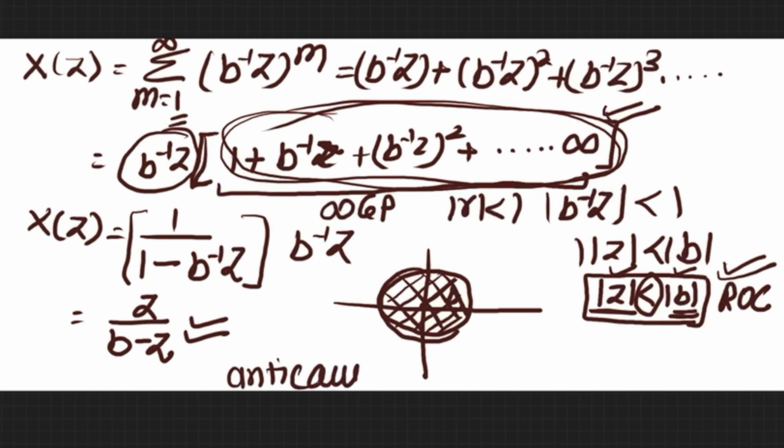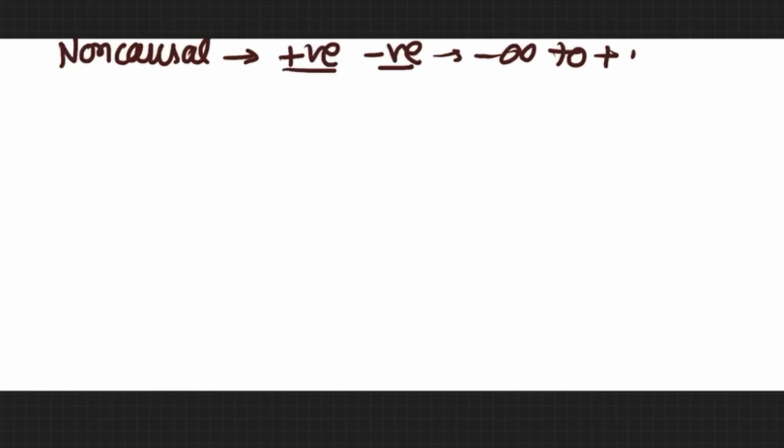So now we can see that when the signal is causal, the region of convergence is outside the circle, and when the signal is anticausal, the region of convergence is inside the circle. So this is how we can estimate the Z transform when our signal is causal, or when our signal is non-causal, meaning it has some positive part and some negative part, or we can say it exists from minus infinity to plus infinity. In that case we will get a causal part as well as an anti-causal part.